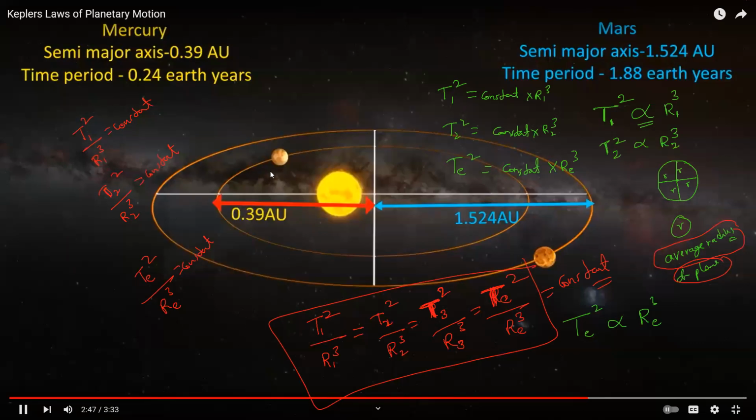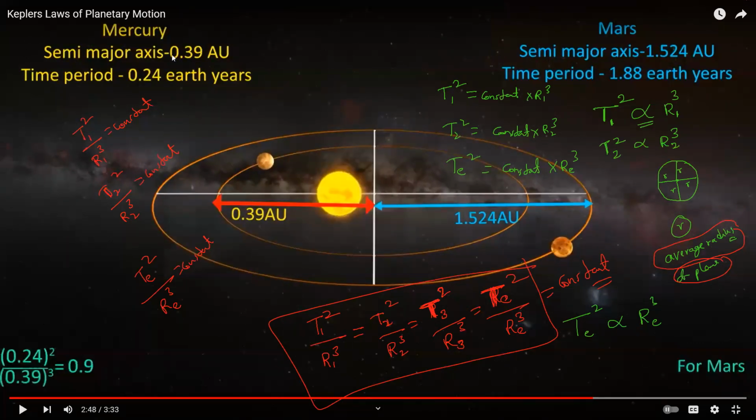Observe here, they have given, you can see, guys. For Mercury, what is the semi-major axis? 0.39 astronomical units, and the time period is 0.24 Earth years. In the same way, for Mars, the semi-major axis is 1.524 astronomical units, and the time period is 1.88 Earth years. Now if you take the ratio, you will get the same.